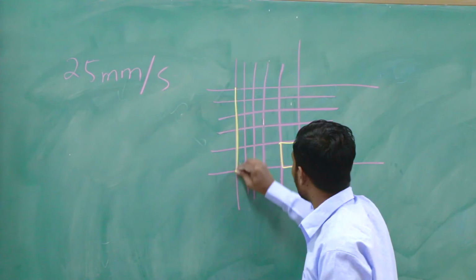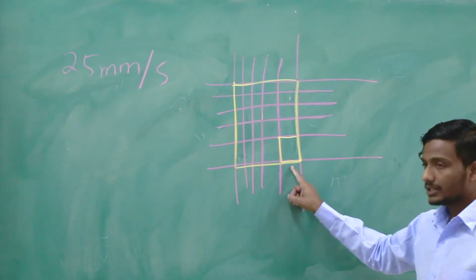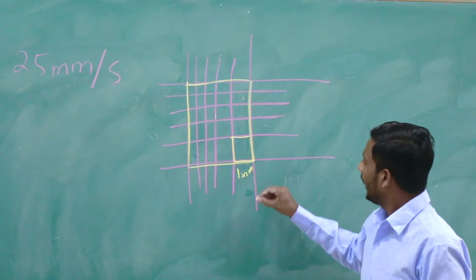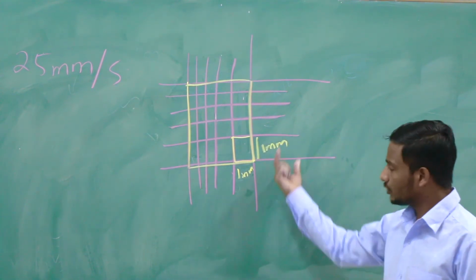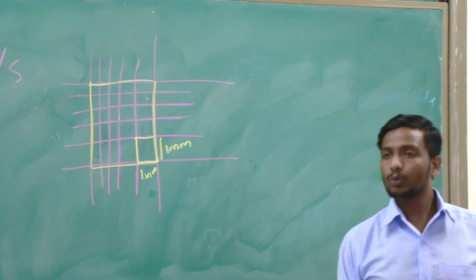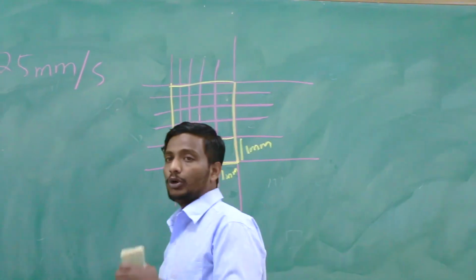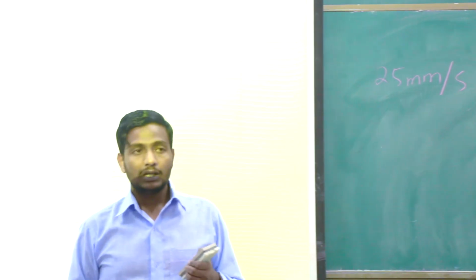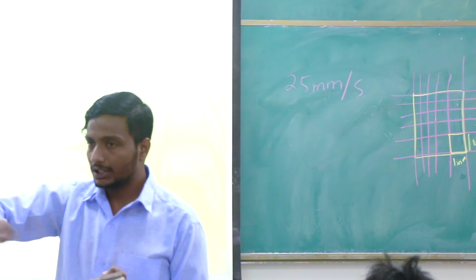So this is one small square. And this thing is going to be what? Large square. Remember, the small square, the length is going to be 1 millimeter. And the height is going to be what? 1 millimeter. They are square, so height and width are going to be the same. So 1 millimeter in the height and 1 millimeter in the width. And when this ECG paper will be moving out, by the way, what is the speed of this ECG paper? 25 millimeters per second.